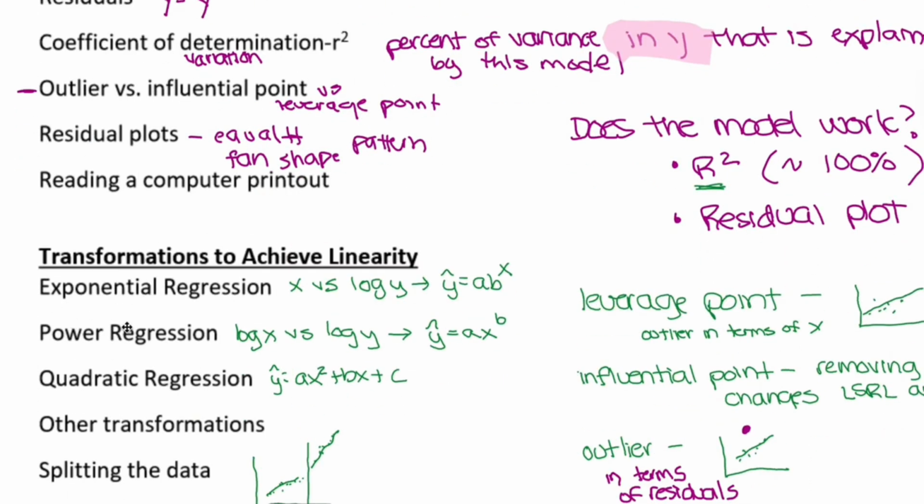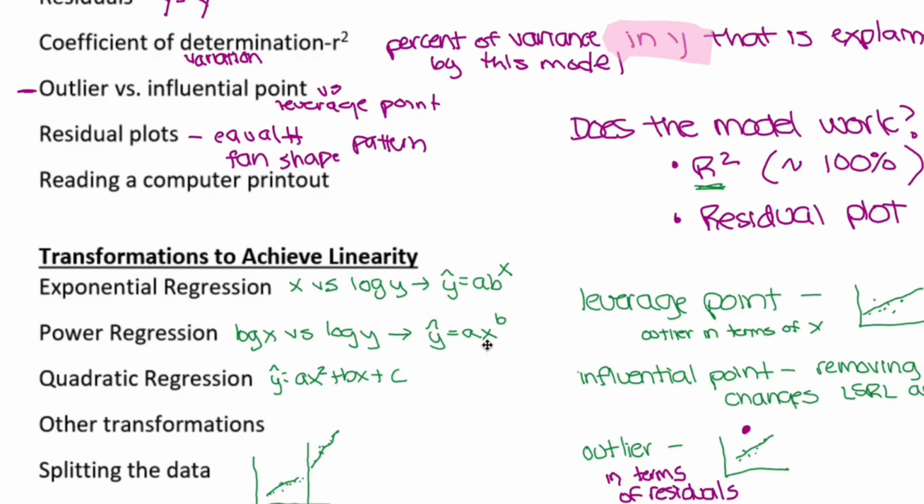Exponential regression is x versus log y, and the formula is written as y hat equals a times b to the x exponent. Power regression is log x versus log y, which is y hat equals a times x to the b power. Be sure to notice the difference between these formulas. If it's exponential, then our variable is always in the exponent. If it's a power regression, then our variable is the base, but our b value is the exponent.